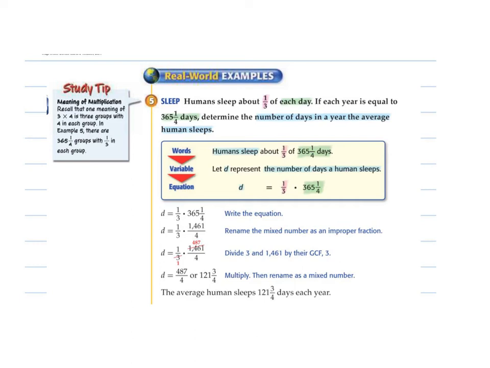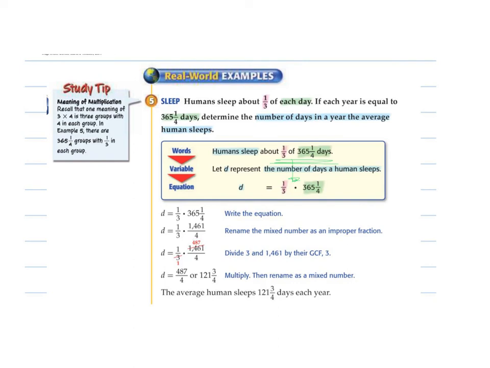We have a real world example. So if humans sleep about 1/3 of each day and each year is equal to 365 1/4 days, determine the number of days in a year the average human sleeps. So if humans sleep about 1/3 of 365 1/4 days, the "of" stands for multiplication.